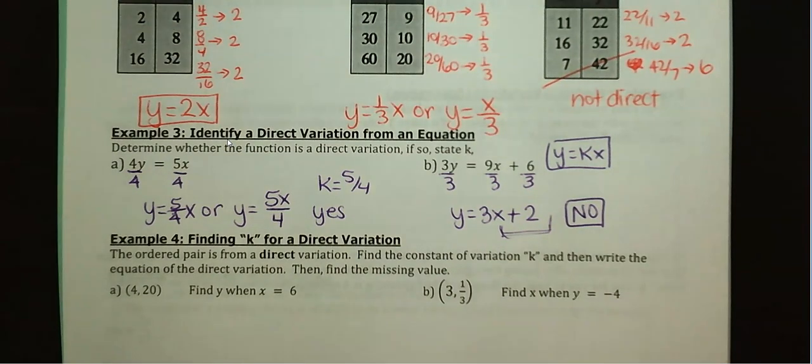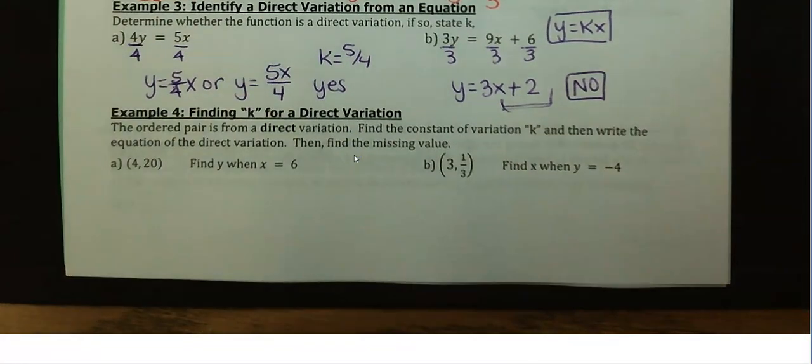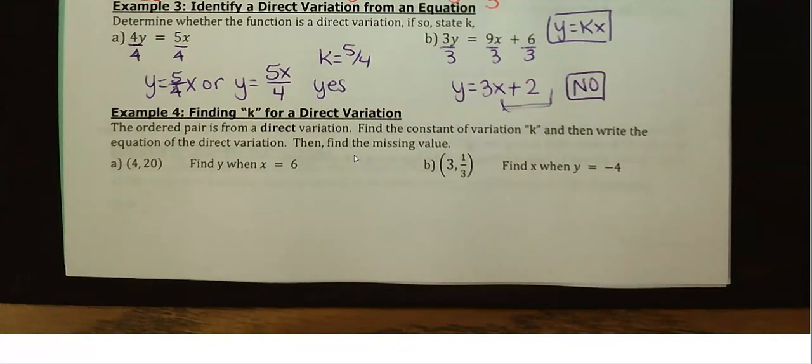Now, the rest of these questions are kind of two problems in one. They're basically going to give you enough information to figure out your k value. They're going to ask you to write an equation, and then they're going to ask you a secondary question, like use your equation to find another answer. So it says here, the ordered pair (4, 20) is from a direct variation. Find the constant of variation k, and then write the equation of the direct variation.